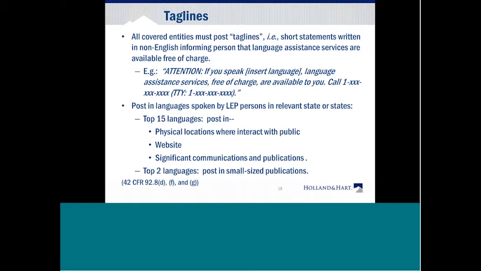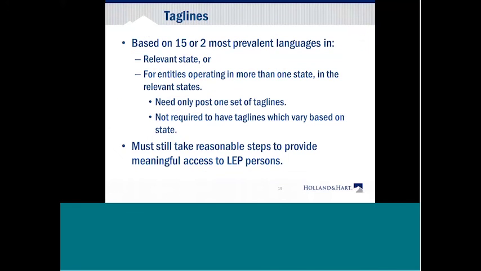You have to post that tagline in the top 15 languages from your relevant state. You've got to post that tagline in physical locations that are available to the public or where you interact with the public. You've also got to post that tagline in those 15 languages on your website, and you've got to include those taglines in significant communications and publications. We'll talk about those in a minute. In addition, you've got to post those taglines in the top 2 languages in your relevant state or states in small-sized publications. Now, I'll talk a little bit more about that in just a minute.